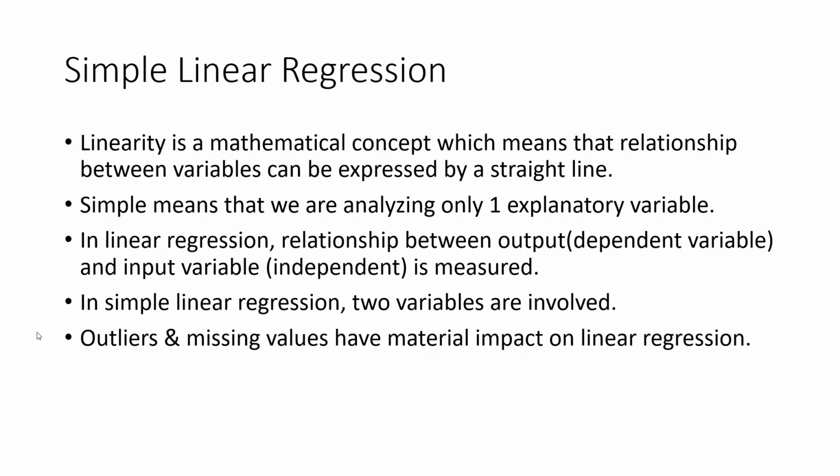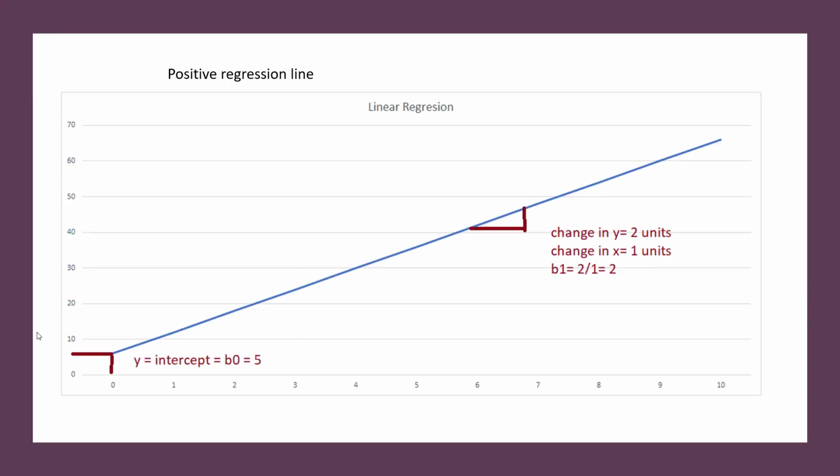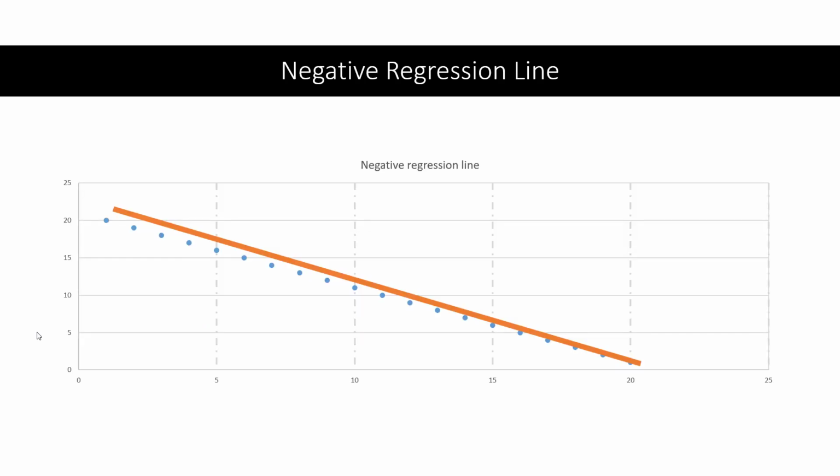Just to show you in terms of a graph, this is our positive regression line, which is encountered when we have directly proportional relationships. Whereas if there is an inversely proportional relationship, then the line will go down, that is, we will get a negative regression line. As you can see, as values are increasing on the x-axis, let's say this is our independent variable, values on the y-axis, which is our dependent variable, are going down. So the values are inversely proportional to each other.